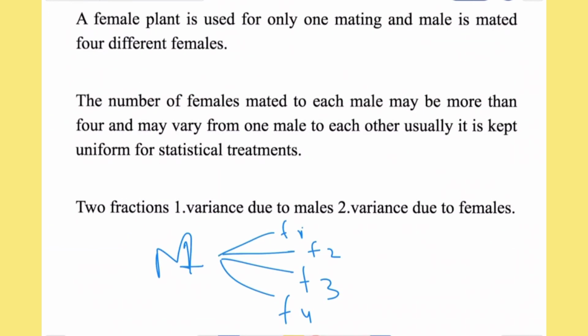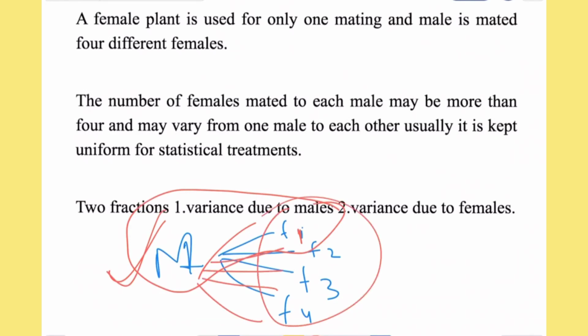In this, a female parent is used only for one mating, while the male is used for different matings with different females. Okay, M is for F1, F2, F3 and F4. The number of females mated to each male may be more than 4 and may vary from one male to another. It is kept uniform for the statistical treatment. Now there are two fractions that occur: variance due to male and variance due to female.